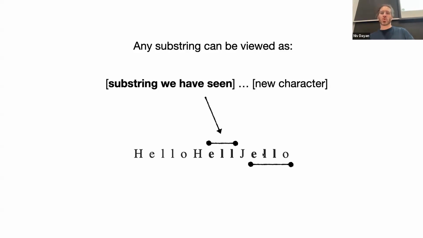Suppose I'm looking at this substring here, ELLO. As you see, we've seen ELL before, right? So this is some substring that we've already seen. And this new character at the end just says, okay, after the substring that we've already seen, we're adding some new character that we haven't yet seen to the end. This is basically how the algorithm is going to look at the entire string.